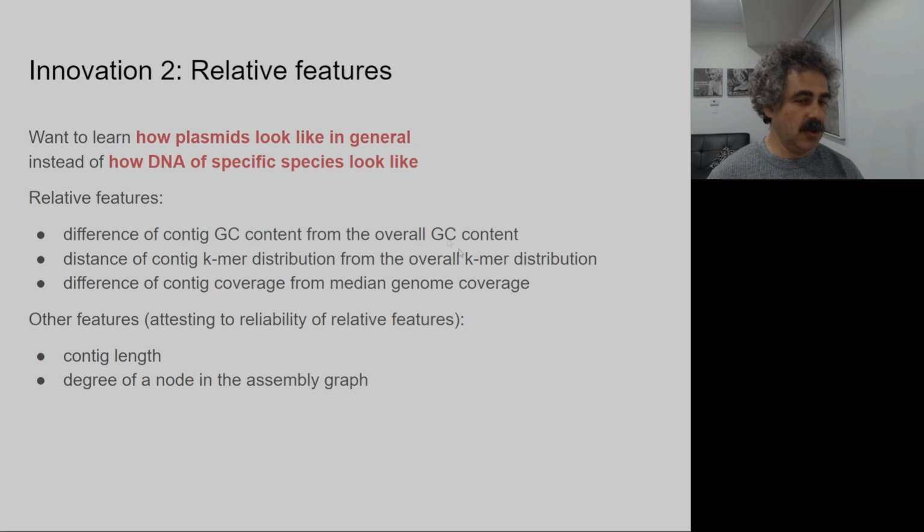And we don't use K-mer distributions. Instead, we only use the distance of the K-mer distribution of a particular contig from the overall K-mer distribution of the sample. And we also only include the difference of contig coverage from median genome coverage. We also include several other features that help us to distinguish whether the relative features are estimated reliably or not. These are in particular contig length and degree of a node in the assembly graph.